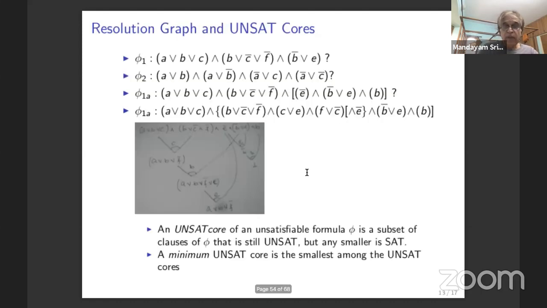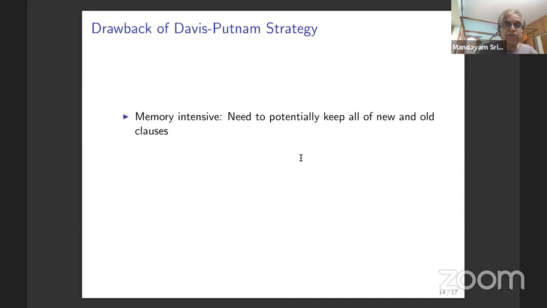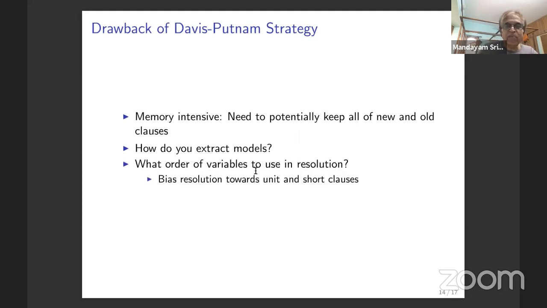As I was mentioning, this Davis-Putnam strategy is very memory intensive, for the primary reason that you need to keep all the new and the old clauses. There's also an issue of how you extract models from that resolution graph that I've shown, but that is not the main thing. The biggest problem is that it's not very goal directed. What order you use, what variables you use in resolution, what clauses you pick to apply the resolution inference greatly impacts the length of the proof that you can get.